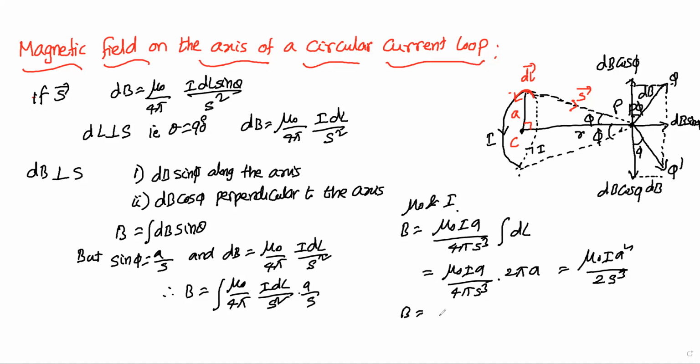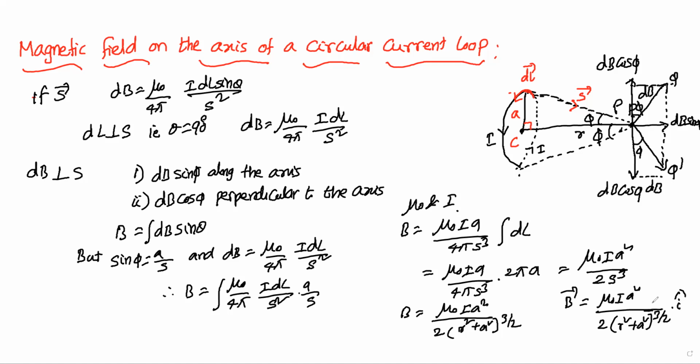Therefore, B is equal to mu naught I a square by 2 into s cube, where s is the hypotenuse. So s is the square root of a square plus r square, and s cube is r square plus a square power 3 by 2. So B is equal to mu naught I a square by 2 of r square plus a square power 3 by 2. As the direction of the field is along the positive x-axis, we can write B bar equal to mu naught I a square by 2 into r square plus a square power 3 by 2 into i cap, because it is on the x-axis.